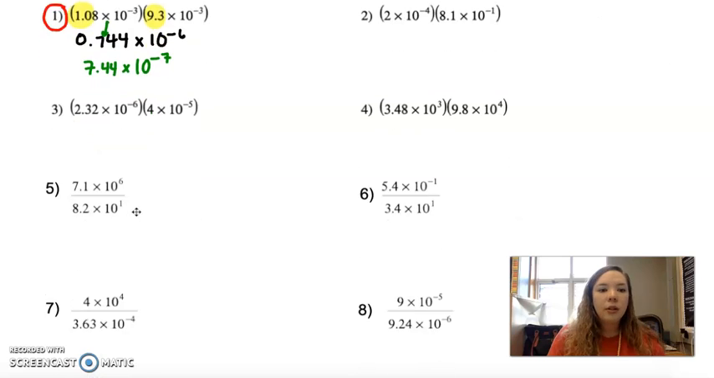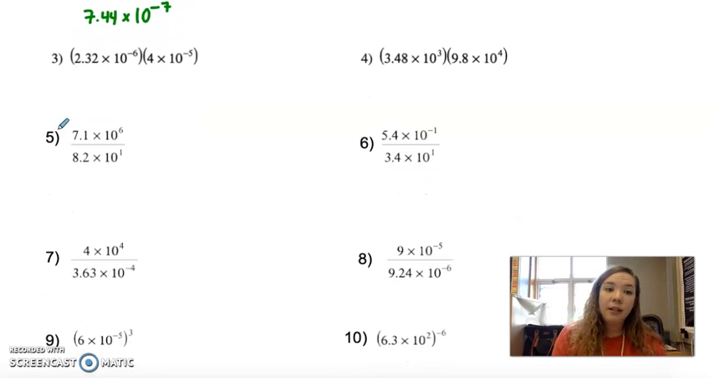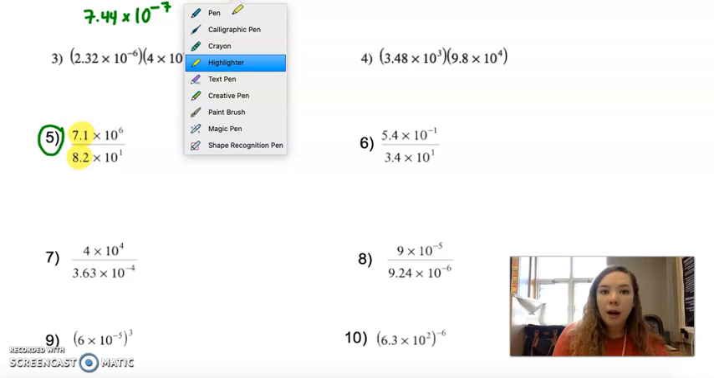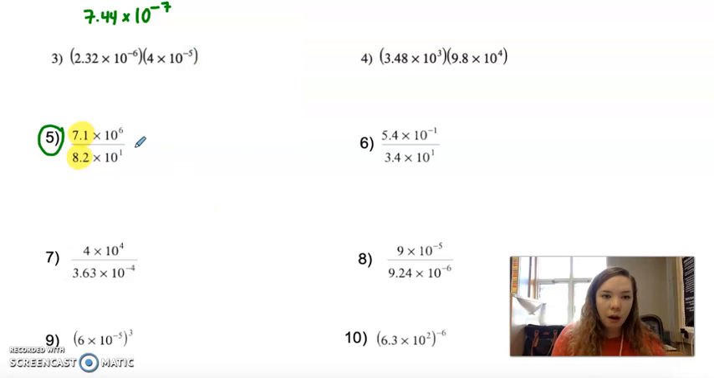So let's also take a look at number 5. This is a division problem. The fraction bar means division. So I would take my numbers in front and divide them like normal. So 7.1 divided by 8.2. And I'm going to go ahead and round to 2 decimal places since it's kind of long. This is approximately, since we're rounding, 0.87.